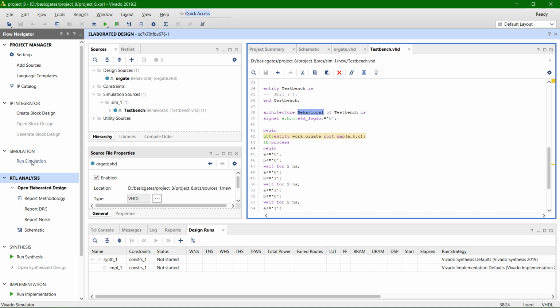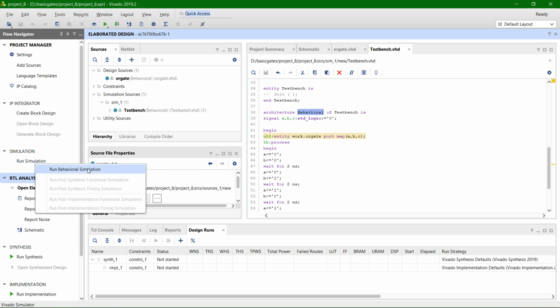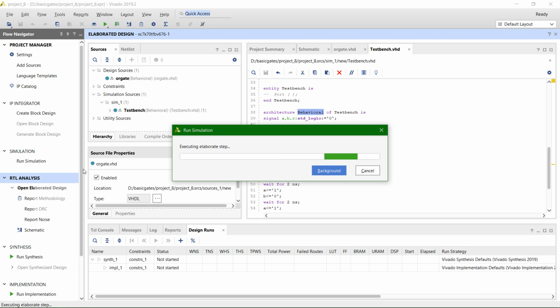So let's check. Run simulation, run behavioral simulation. Wait for a few minutes. It might take some time.